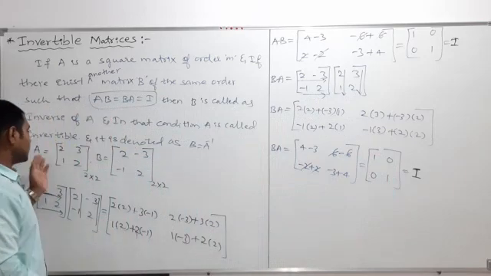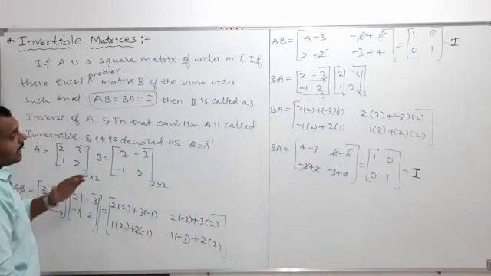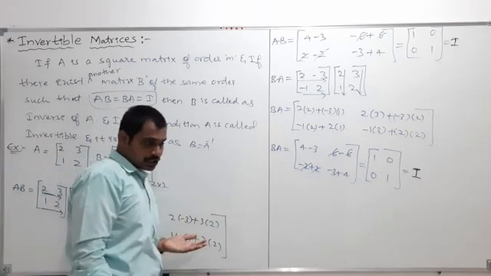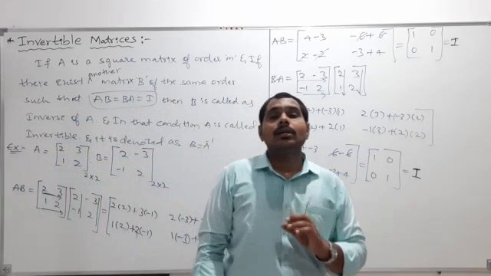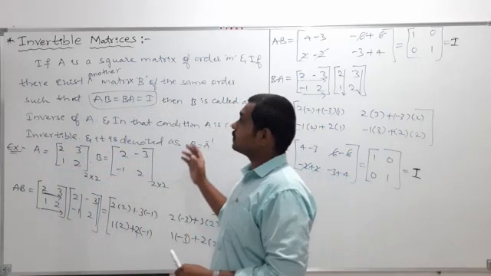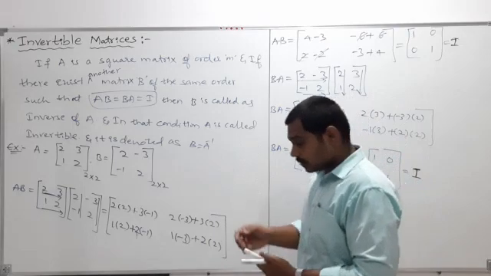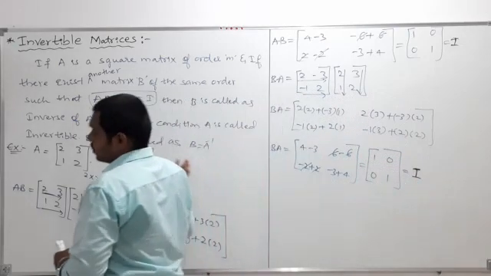then in that case we can call B the inverse of A, or you can call A the inverse of B also. In such a case, A is called invertible. So this is the concept of the invertible matrix, students. I hope you understood. Please pause the video to note it down.